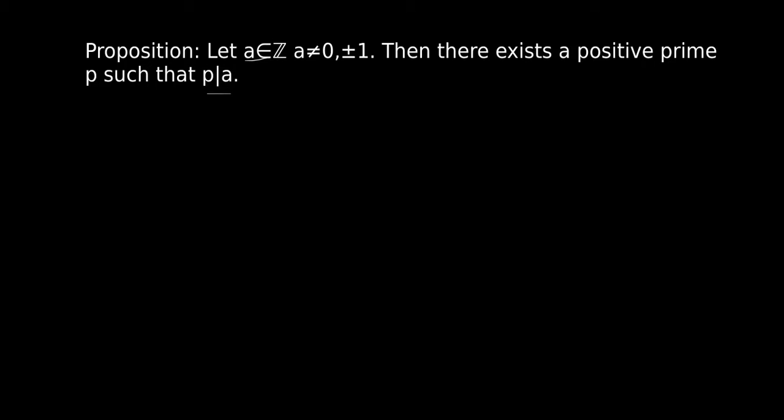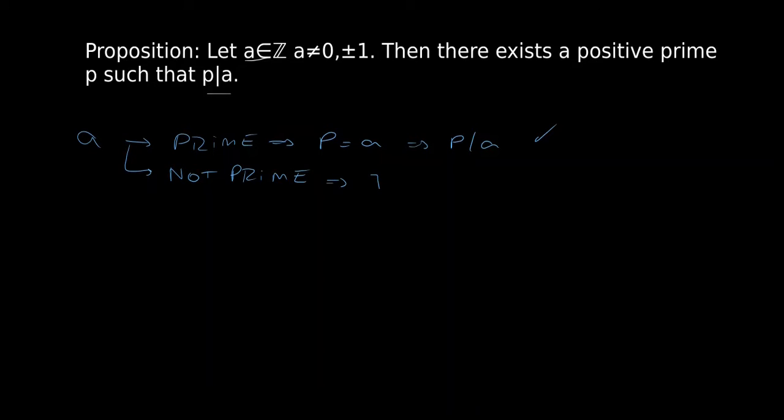Before proving this proposition, let's look at this intuitive idea. If we have an integer a, then for a we have two options. A can be prime or not prime. If a is prime, then just set p equal to a, and then p divides a. But if a is not prime, then by definition there exists an integer b such that b divides a.